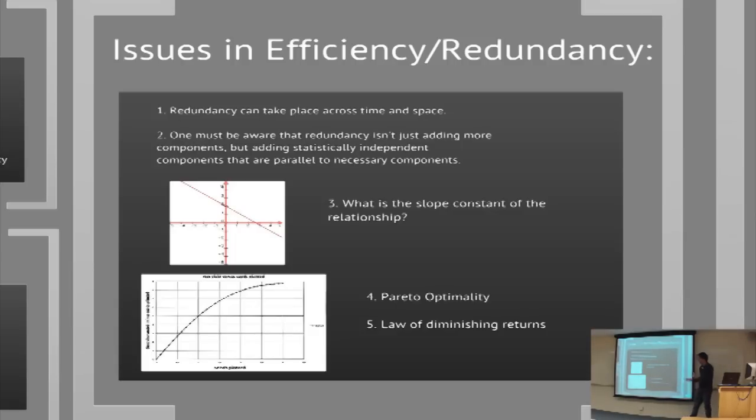And then obviously, what's the slope between that? I haven't figured that out, actually. I think that will probably depend on your calculation of vulnerability and trust. And there's lots of different ways you can think of that. And then there's Pareto optimality. And then there's the law of diminishing returns. The more redundant you make your system, the less effect that has on your redundancy.